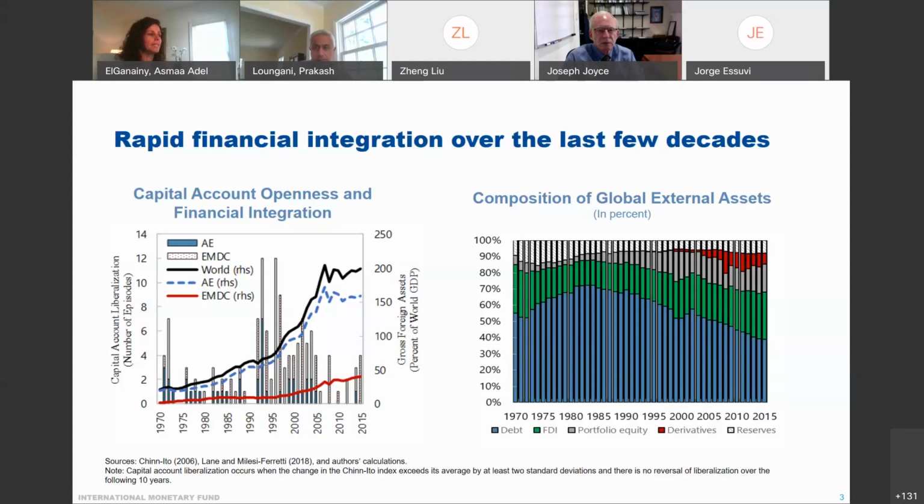Now, looking at the composition of flows in the chart on the right, we see that capital flows exhibited variation over time, but they were predominantly debt flows, as we can see from the blue bars, which together with FDI flows that appear in green bars account for about 70% of global external assets on average during this period. From the 1990s, portfolio equity flows gained prominence. Those appear in gray bars. And more recently, we can see the increasing relative importance of FDI flows.